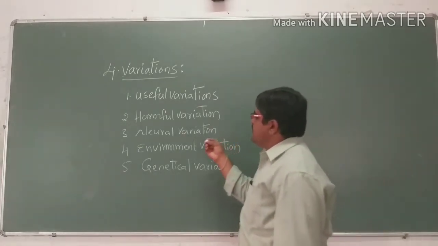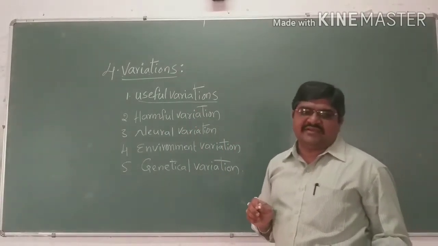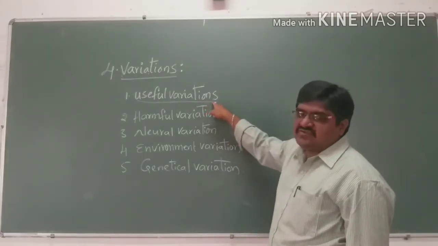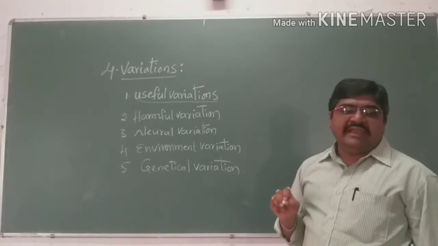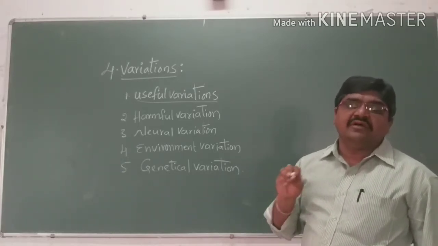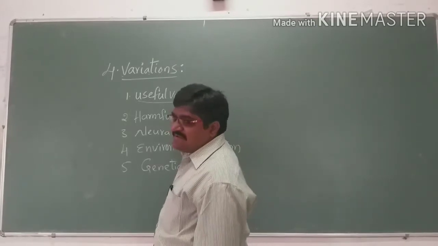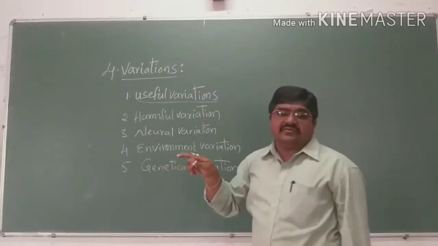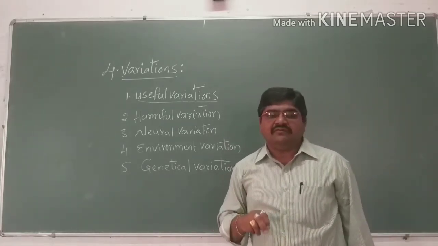Now, useful variations. We already know that variations are the differences present in different characters in an individual. The variations present in an organism that are helpful for its survival, that help the organism to benefit or survive in nature better than other organisms, we call useful variations.